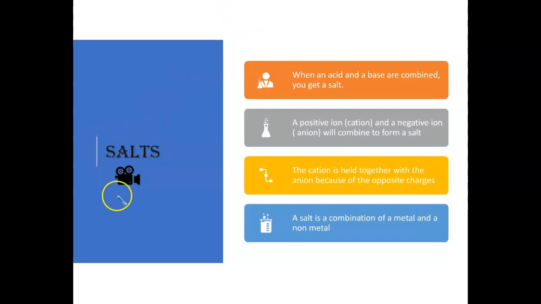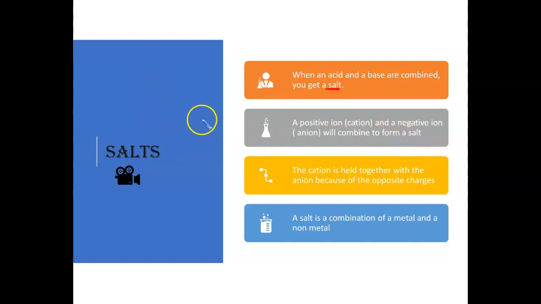Okay, so here's some of the things that you have to know about salts, because we need to understand acids, bases, and salts. If you put an acid and a base together, you get a salt. So salts are formed from acids and bases. You also get a salt when you combine a positive ion, which is also known as a cation, and a negative ion, which is known as an anion.